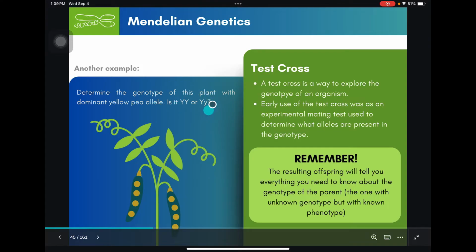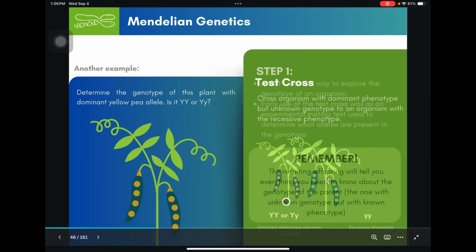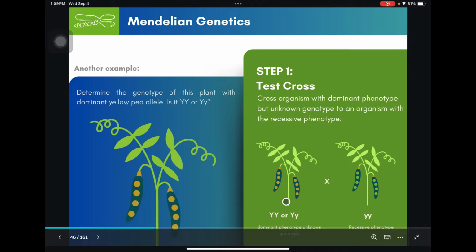If you want to identify this, geneticists usually use a test cross because the resulting offspring will tell you everything you need to know about the genotype of that parent. The first step in test crossing is that you breed the plant with the unknown genotype to an organism with a recessive phenotype. So technically that is a small yy, as you can see in this one.